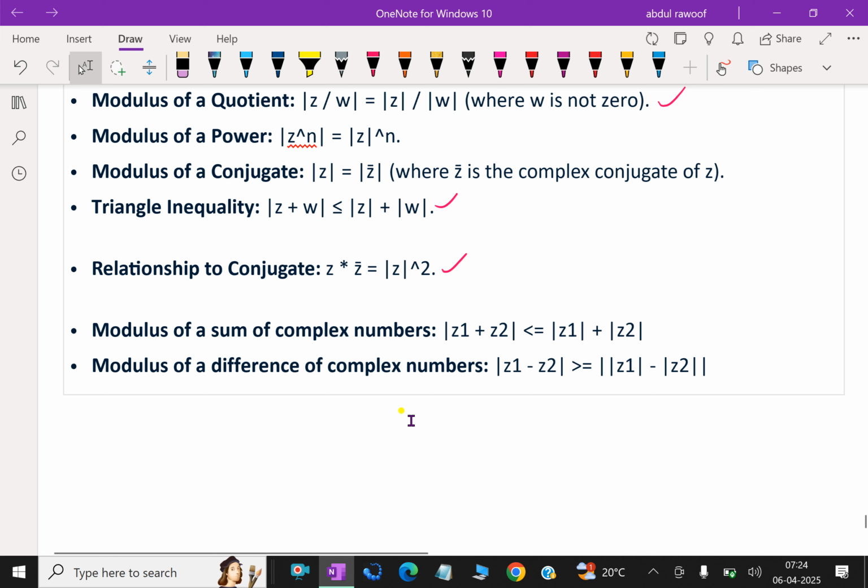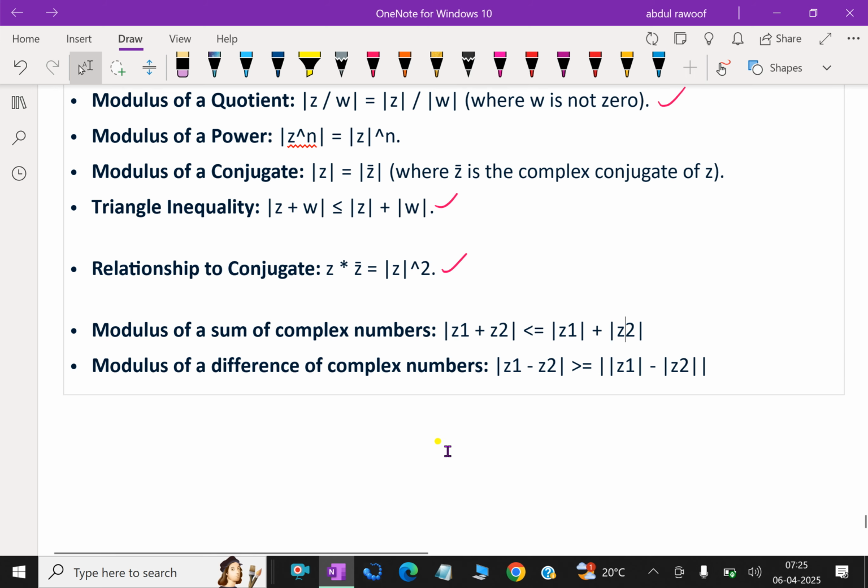Modulus of a sum of complex numbers. Here, modulus of z1 plus z2 is less than or equal to modulus of z1 plus modulus of z2. Modulus of a difference of complex numbers. Modulus of z1 minus z2 is greater than or equal to modulus of z1 minus modulus of z2. Here, for addition, it is less than or equal, for subtraction, it is greater than or equal.